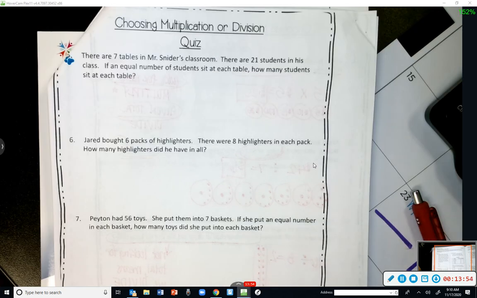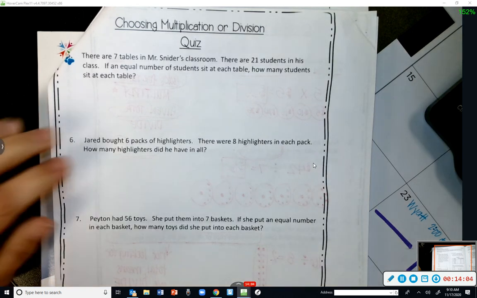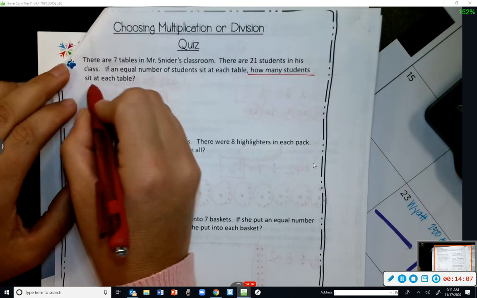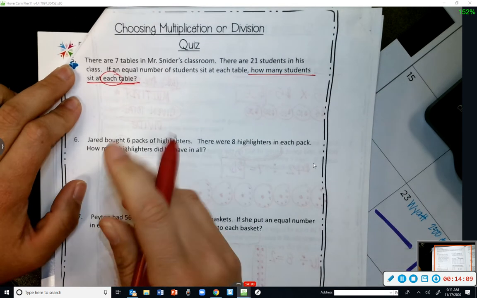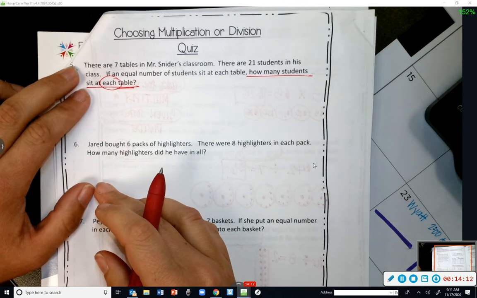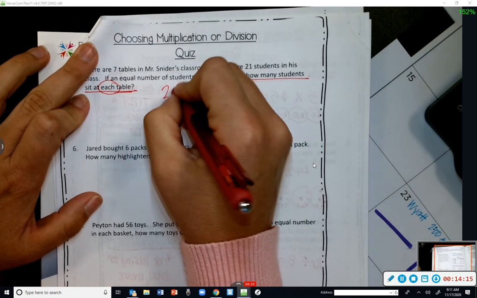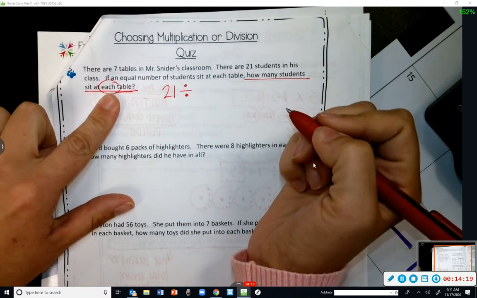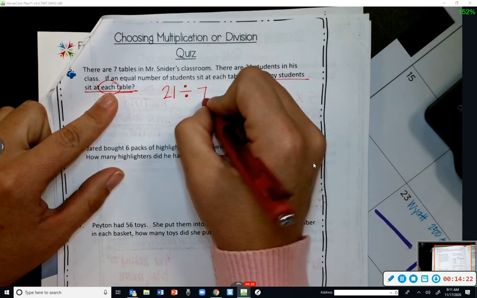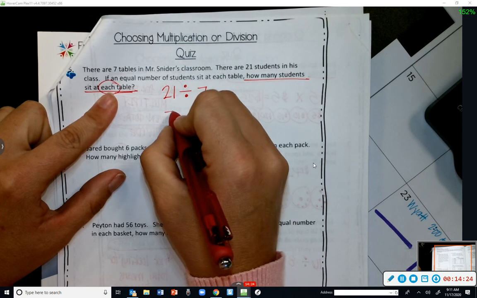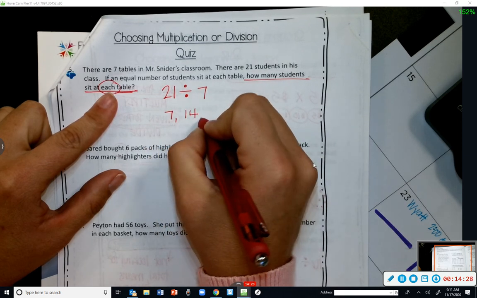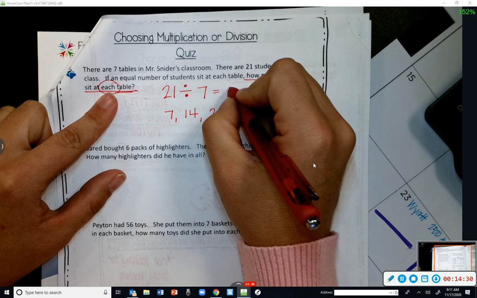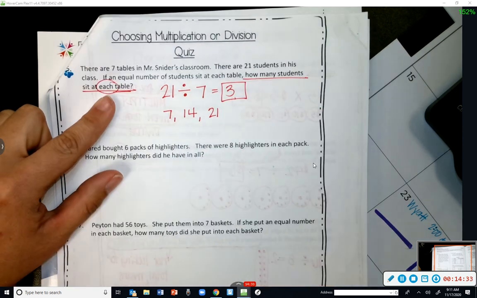There are 7 tables in Mr. Snyder's classroom. There are 21 students in his class. If an equal number of students sit at each table, how many students sit at each table? Okay, so the question says, how many students sit at each table? Usually when you hear that, you're going to be doing what? Dividing, good. We didn't need to find the total. We need to find how many at each table. So that's 21 divided by 7. I'm going to go ahead and just skip by 7. So this would be 7, 14, 21. So that would have been 3 people at each table. Okay?